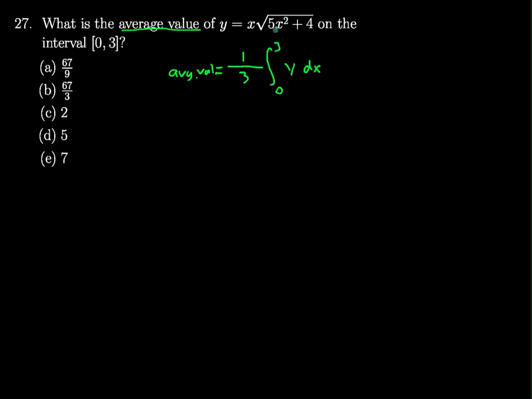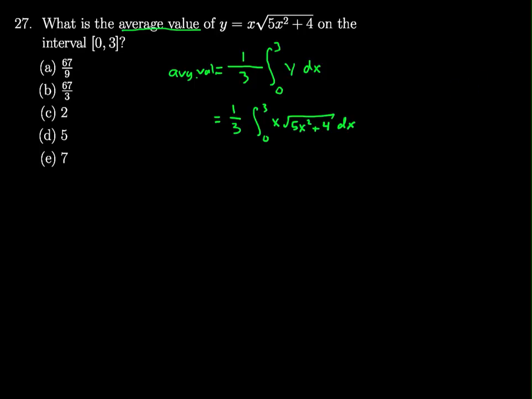And I'm just going to pull everything together here, so my average value will be 1/3 multiplied by the integral from 0 to 3 of x times the square root of 5x squared plus 4 dx. And this right here might look a little difficult. It's actually not going to be too bad. A little bit of u substitution will work.